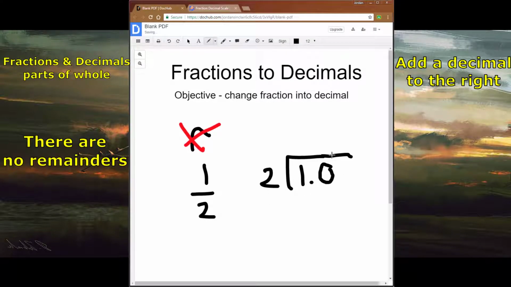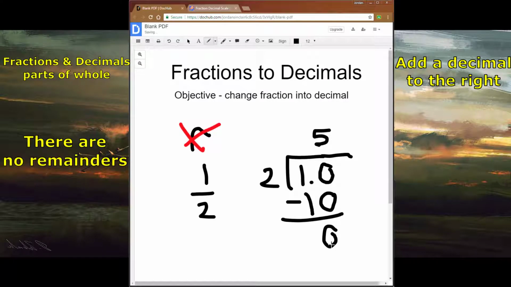So let's just think of this number as 10. So 2 goes into 10 how many times? 5, because 2 times 5 is 10. There it is. So 10 minus 10 is 0. Now we have a 0 down here. We're done with our division problem.